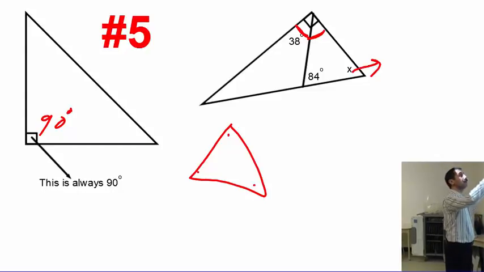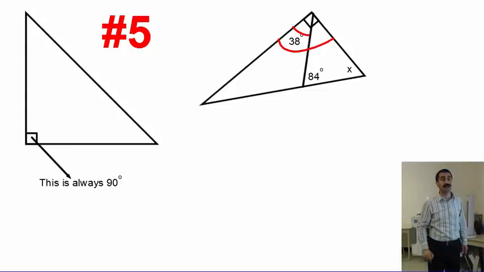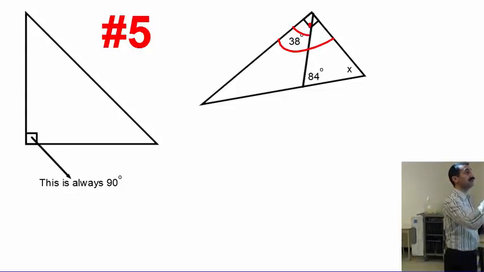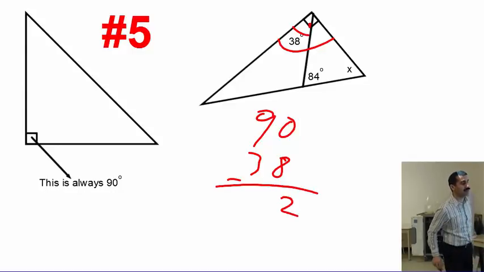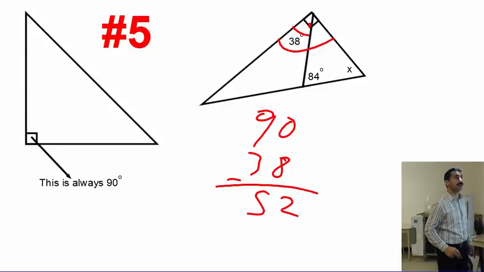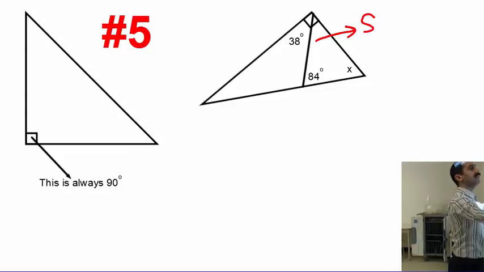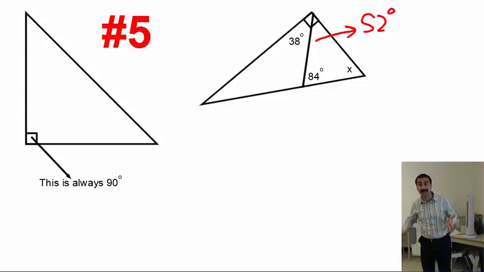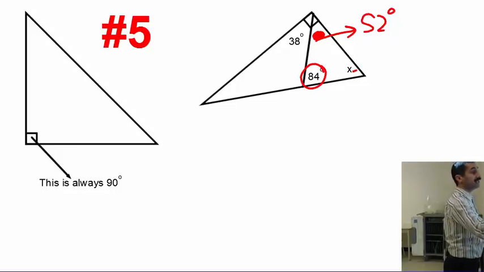So, let's clear this. Since I know this is 38, and everything is supposed to be 90 degrees, it's given to me right over here, all I have to do is 90 degrees subtracted by 38. That will give me 52. So now I know that is 52 degrees. But that's not the answer to the question. If I know this is 52, that is 84. That's the question.